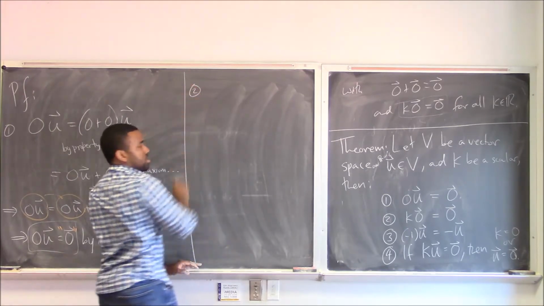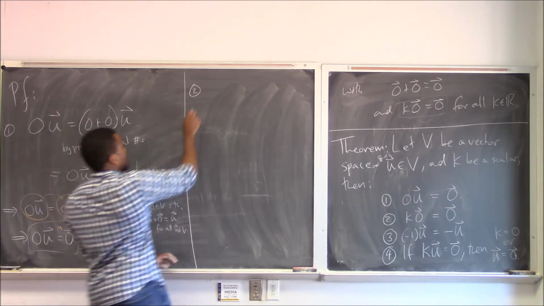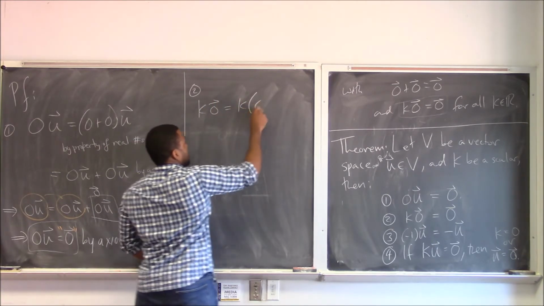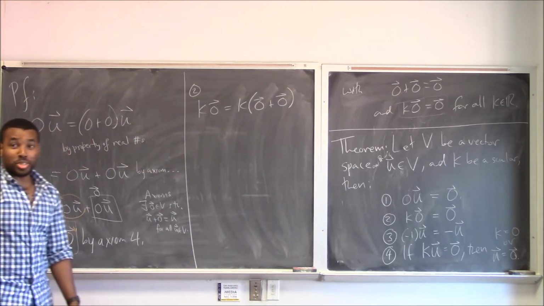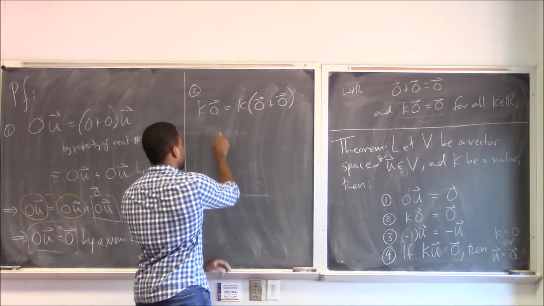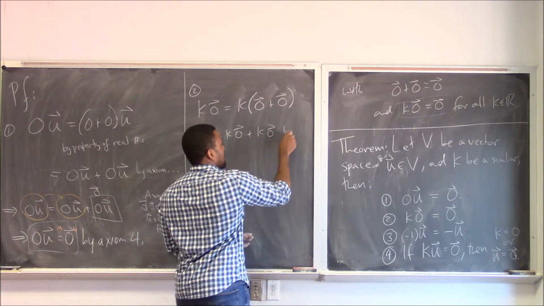What about 2? It's actually a similar trick. We could write it as k times the zero vector is equal to k times (0 plus 0). Why? Because we have a distributive property that says we can do that, and that's by some axiom, I don't remember the number.